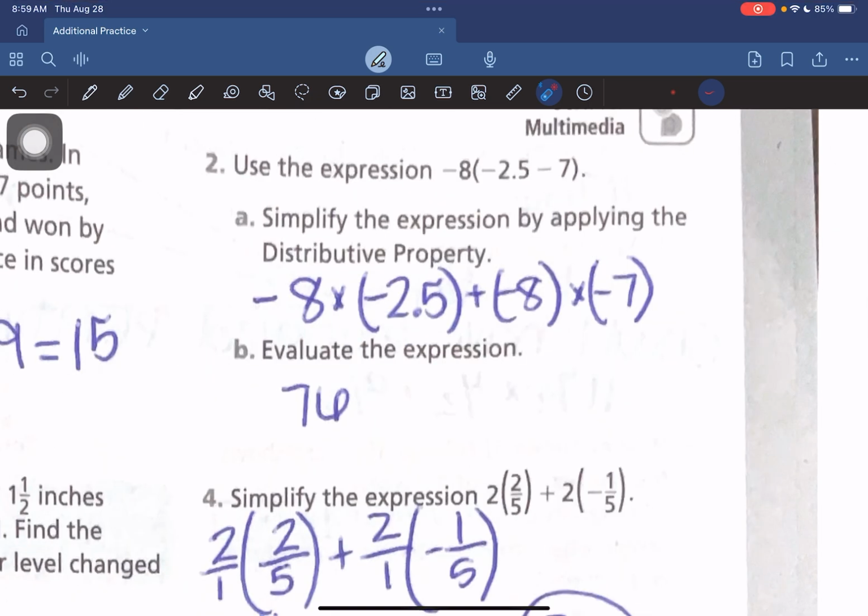Use the expression -8 times (-2.5 minus 7) within the parentheses there. Simplify the expression by applying the distributive property. So what the distributive property means is this 8 on the outside will get multiplied by both of the things on the inside. So here we have the -8 being multiplied by the -2.5, and here we have the -8 being multiplied by the -7. So multiply these two, and then add your answers together for a result of 76.